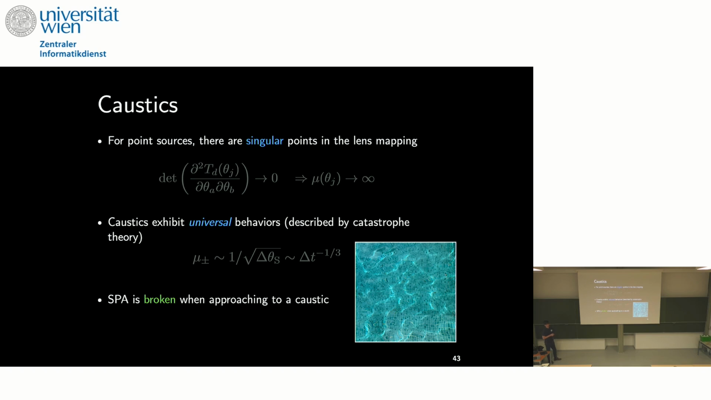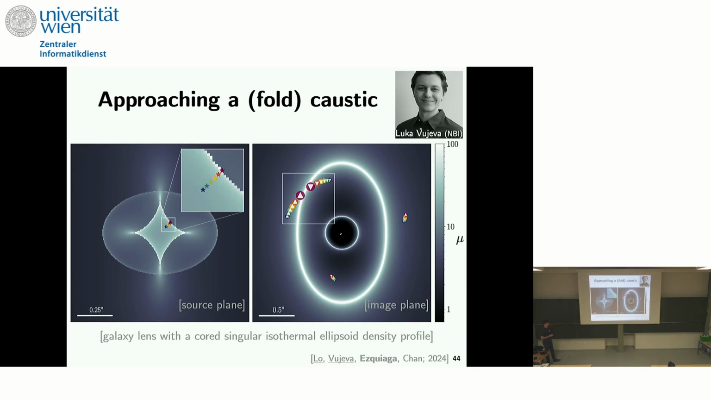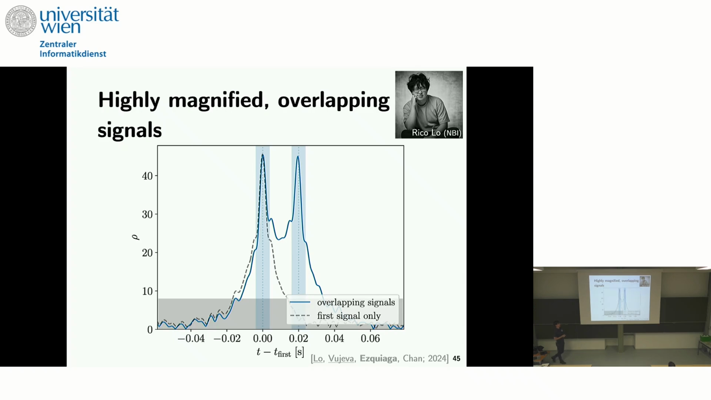So at some point, the stationary phase approximation that I was mentioning is going to be broken, and that's going to set a maximum magnification. So diffraction is going to eventually regularize this divergence of the lensing map. But you can think, for example, of galaxies, and as you approach the caustic of the galaxy, you're gonna start seeing overlapping signals. So this is work led by Rico, who is here in the audience. This is the signal to noise as a function of time. Details are not important, but seeing this kind of overlapping signals with delays of a fraction of a second, I think it's something that is not expected, at least astrophysically.